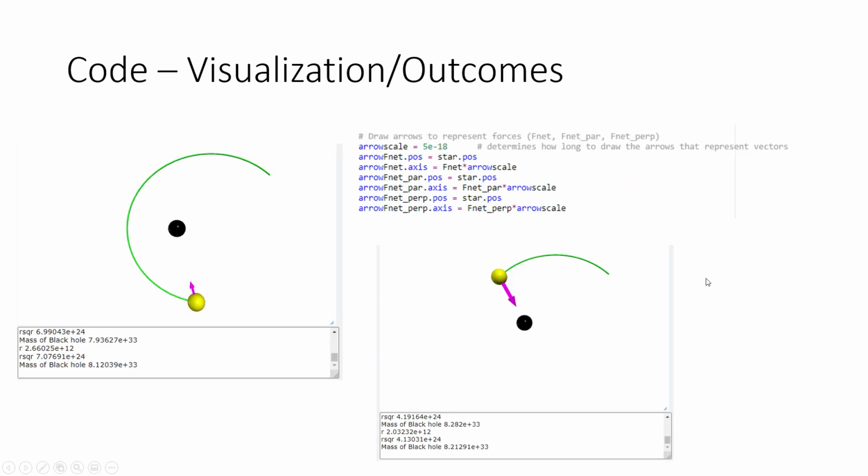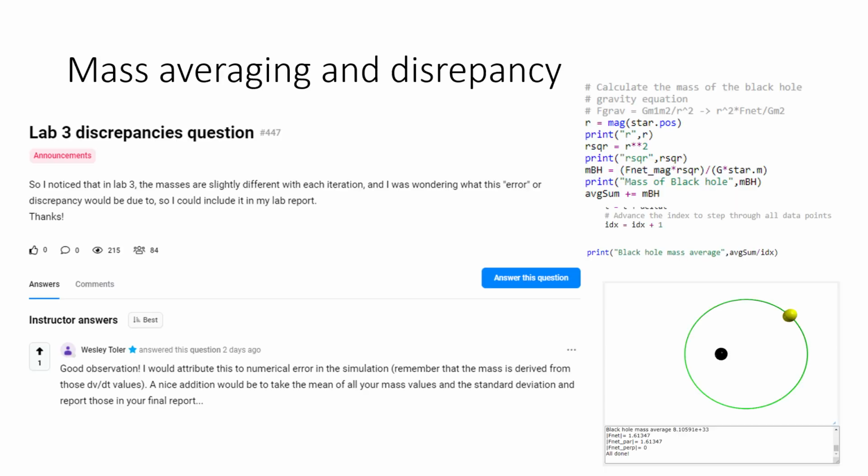Now, here's the visualization at two different stages, and you can see I'm drawing these arrows, which are showing us the parallel and perpendicular forces. Now, the parallel force is basically 0, because almost all of the force is in the perpendicular direction. And if I set my arrow scale high enough that you can see the parallel force, the perpendicular force is just ginormous. So I'm sorry about that. But here's how we're visualizing that. And it makes sense that the parallel is infinitesimally smaller than the perpendicular in this case.